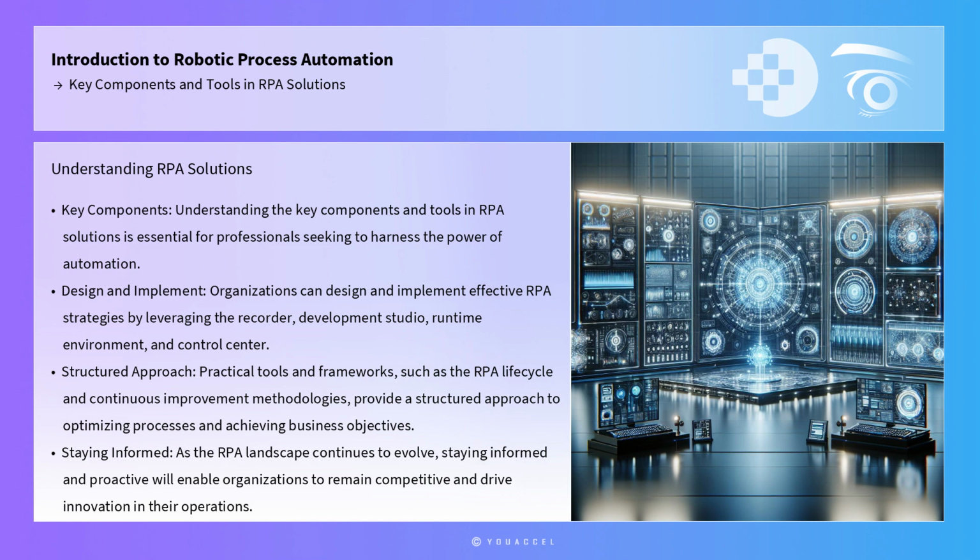In conclusion, understanding the key components and tools in RPA solutions is essential for professionals seeking to harness the power of automation. By leveraging the recorder, development studio, runtime environment, and control center, organizations can design and implement effective RPA strategies. Practical tools and frameworks, such as the RPA lifecycle and continuous improvement methodologies, provide a structured approach to optimizing processes and achieving business objectives.